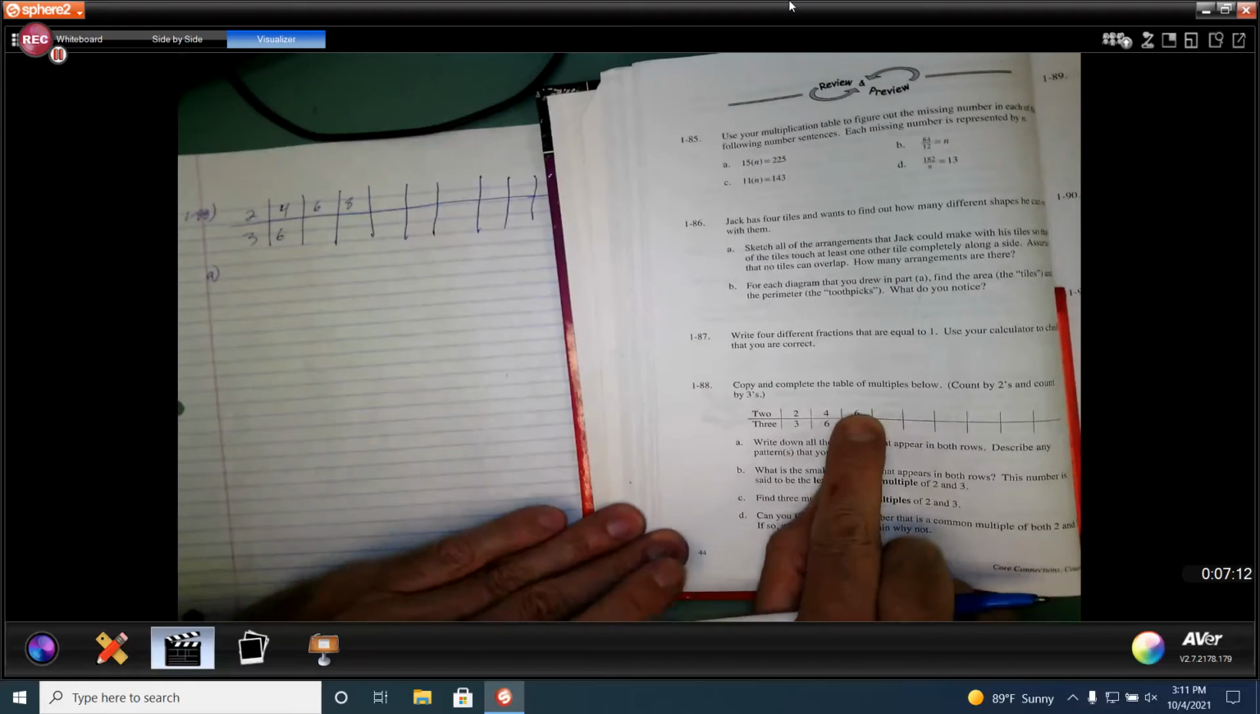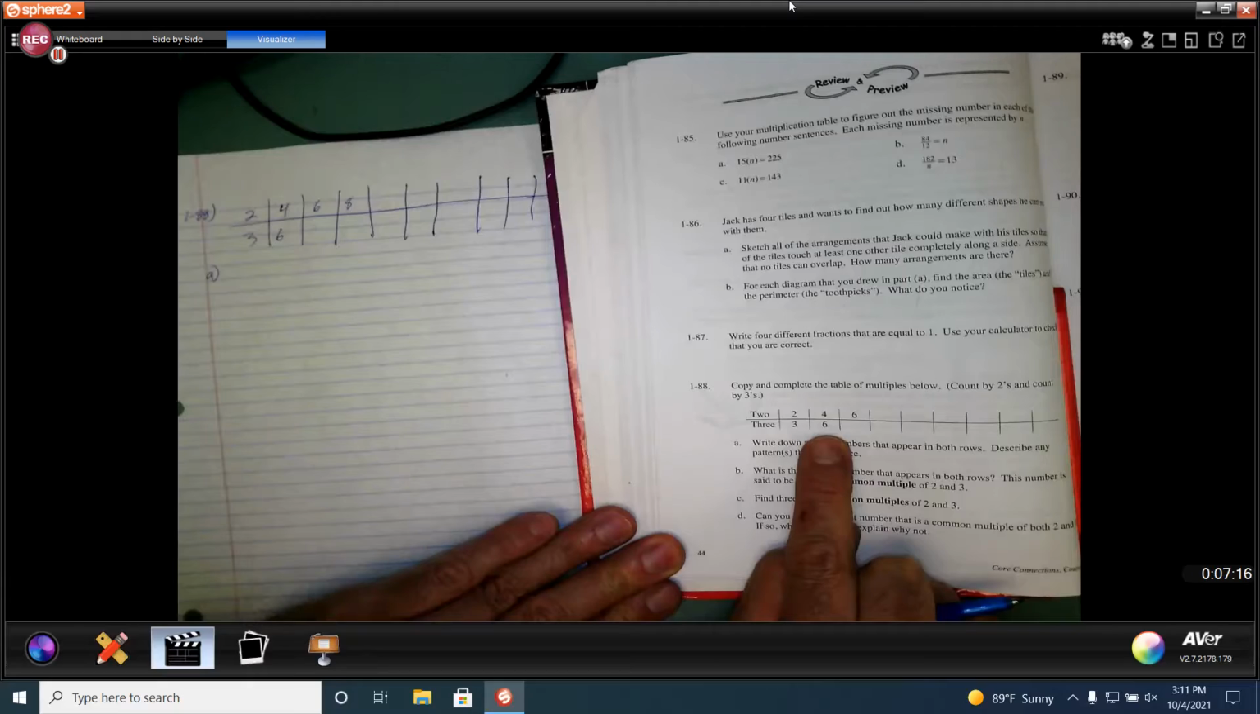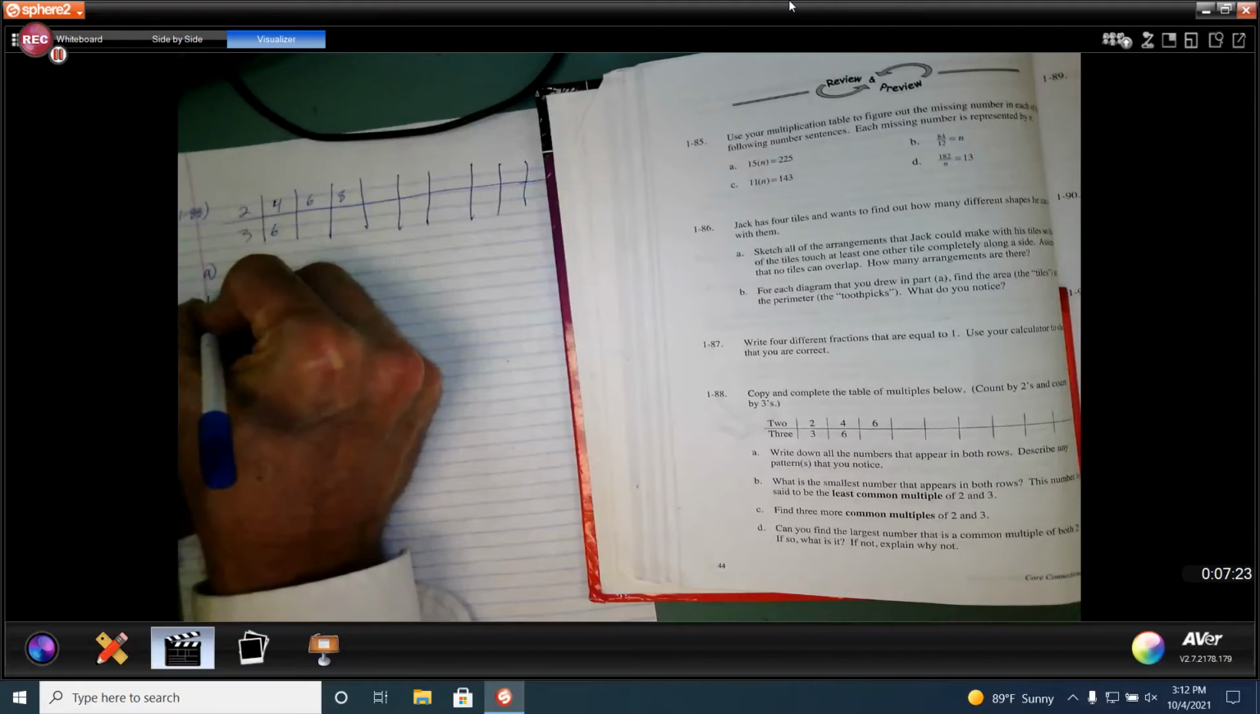So the first part says, write down all the numbers that appear in both rows. Both rows. So you see there's a 6 in this row and a 6 in this row. That's going to be the first one to write down. Write down all of them and then describe a pattern that you see. Okay, I think you can do that.